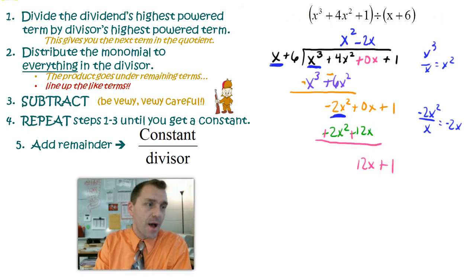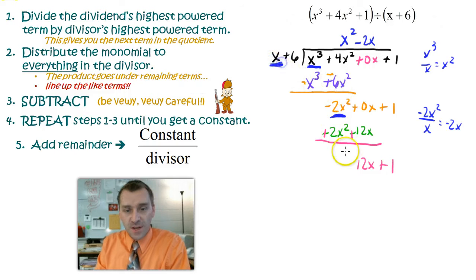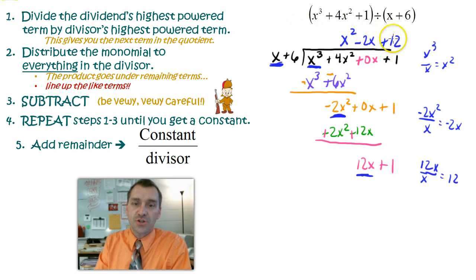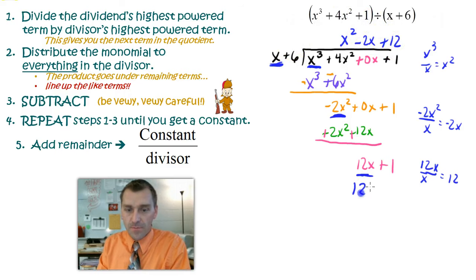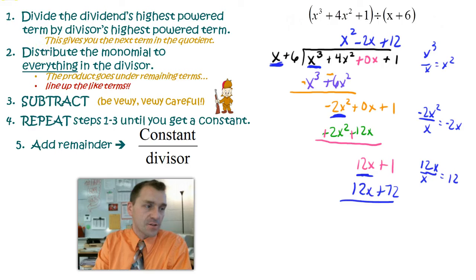So again, I'm back to the top. Divide the first thing into the first thing. 12x divided by x gives me 12. So positive 12 goes up here. And now I shall distribute. Gives me 12x. Distribute gives me 72. Woo. There we go. So I must now subtract.